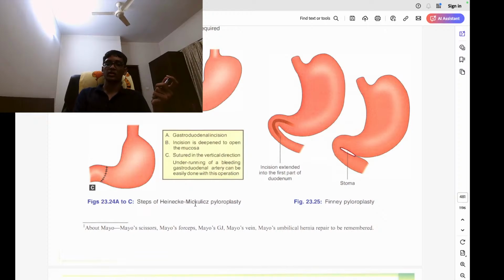Heineke-Mikulicz, and then Finney's pyloroplasty: an incision is made, and then a stoma is created.